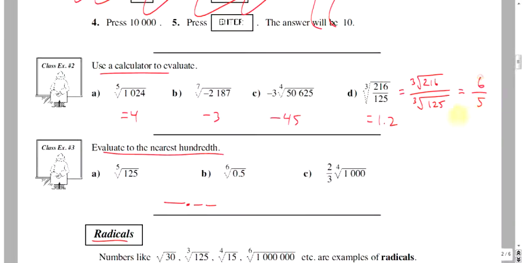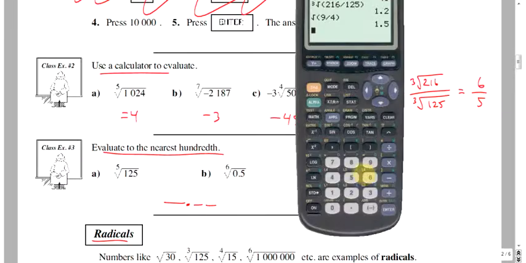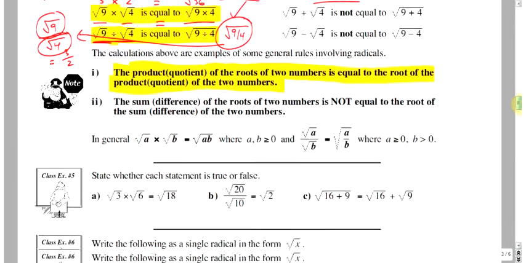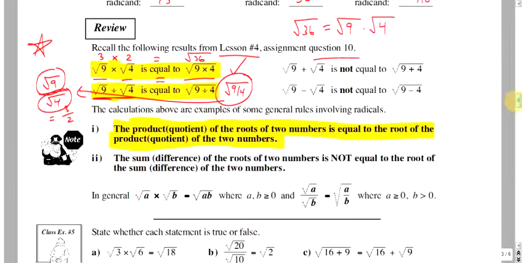Is that the same thing as 1.2? Aha. What do you know? Okay, so you actually don't need a calculator, hopefully, to do that question if you know this rule. You can split this guy up. That's a perfect cube, that's a perfect cube. This is the same as that. That's the meat and potatoes of this lesson.